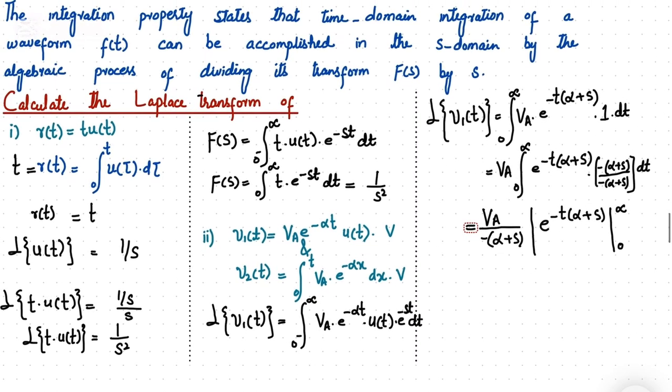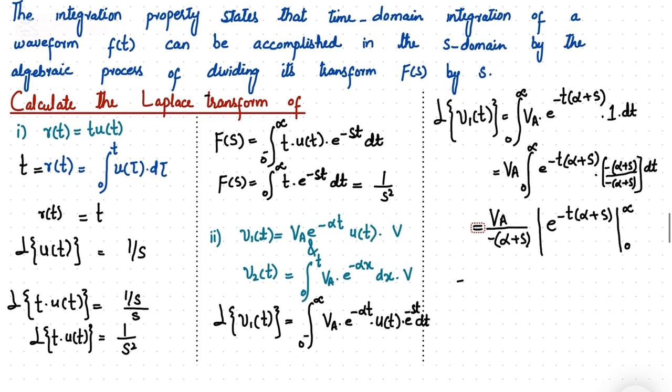When we substitute the upper limit, e raised to power minus infinity, this is going to be 0, minus, when we substitute the lower limit, it is going to be e raised to power minus 0, or e raised to power 0, which is 1. Or f of s, let's say f1 of s, is equal to 1 over alpha plus s.